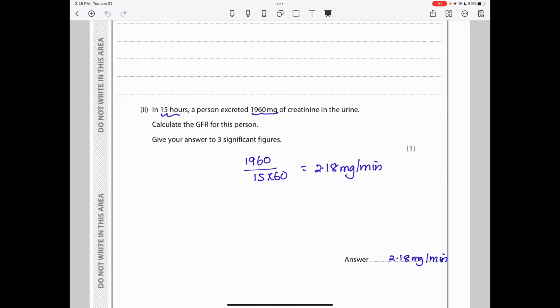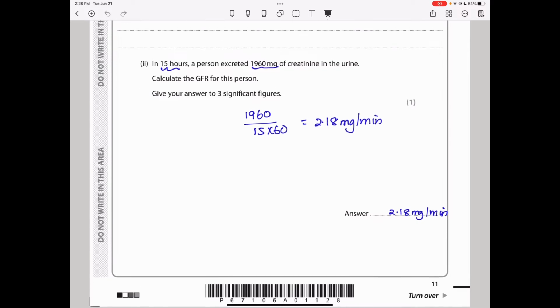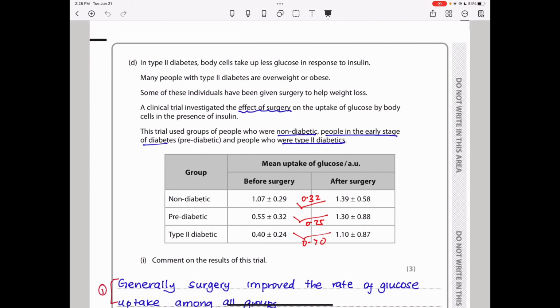So the 160 milligrams divided by 15 hours is 15 times 60. So this is converting time into minutes. When you multiply 15 times 60, you convert it to minutes. So when you divide, I get 2.18 milligrams per minute. And since they say 3 significant figures, the answer has to be 2.18 because it is in 3 significant figures. I will go to the next part.